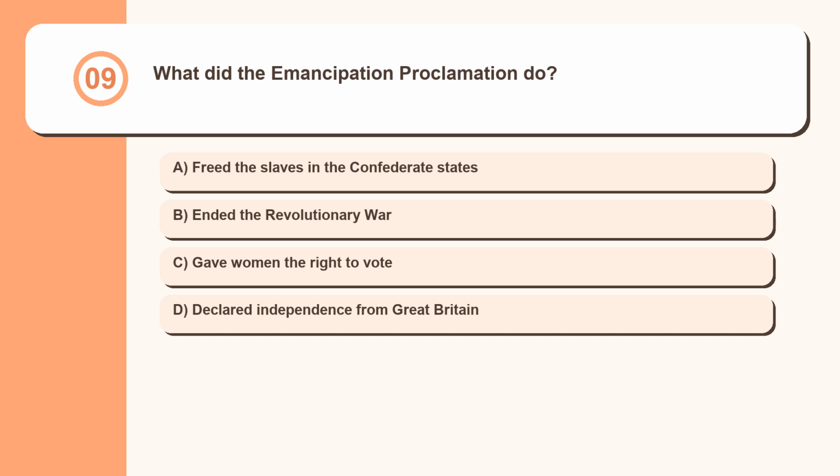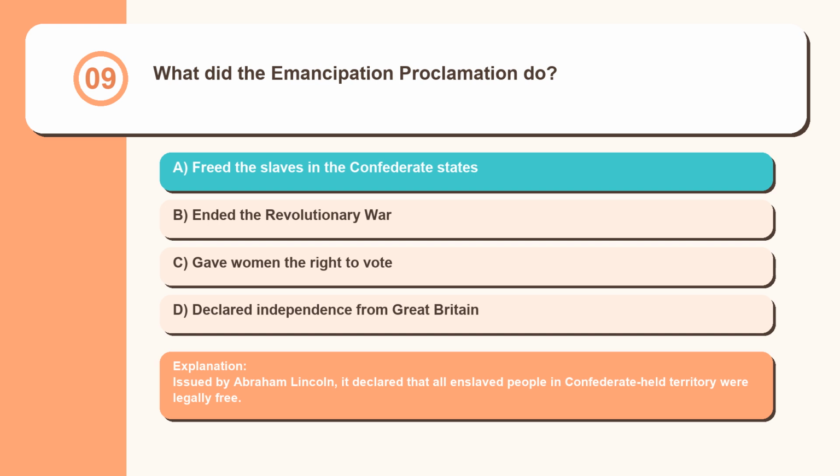Question 9. What did the Emancipation Proclamation do? Freed the slaves in the Confederate States, ended the Revolutionary War, gave women the right to vote, declared independence from Great Britain. Issued by Abraham Lincoln, it declared that all enslaved people in Confederate-held territory were legally free.